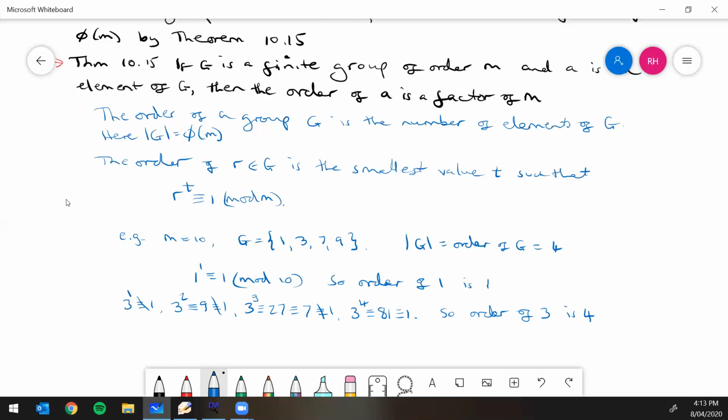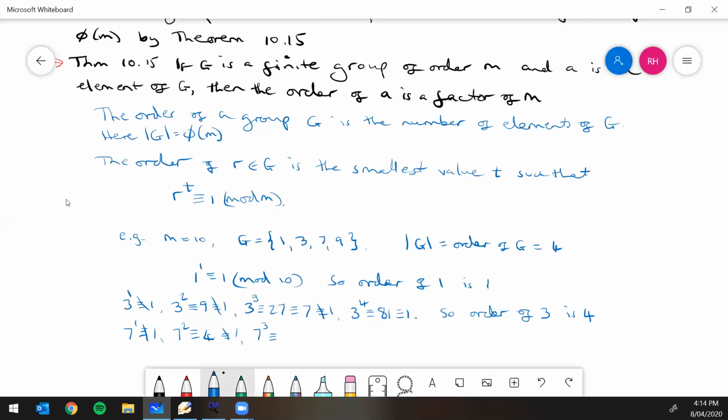What about 7? Well, 7 to the 1 is just 7, that's not equal to 1. 7 squared is 49, which is 4. 7 cubed is not going to work. I don't even know what it is. 343, I think it is.